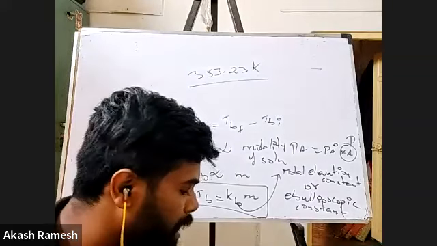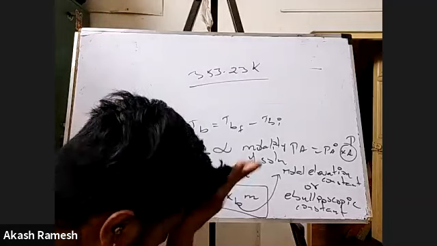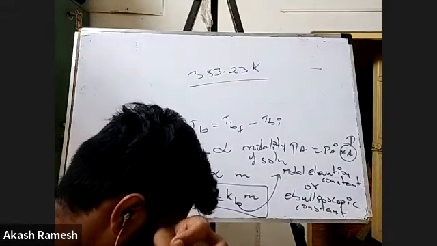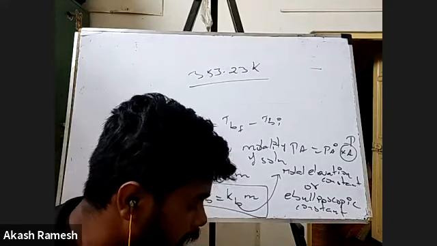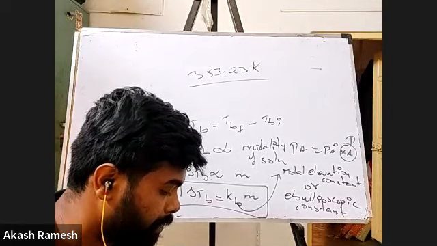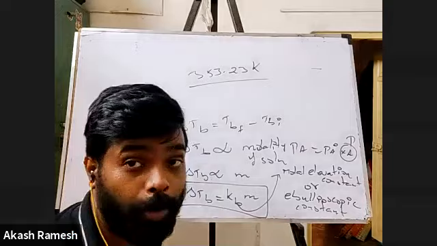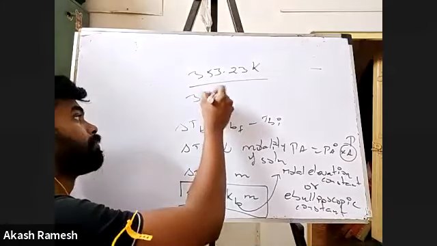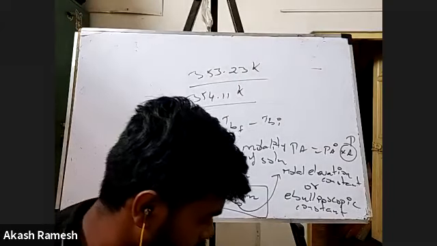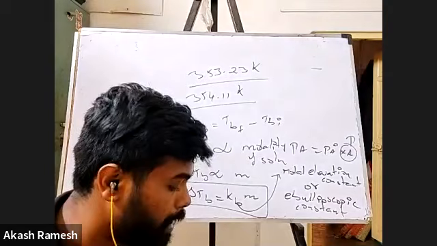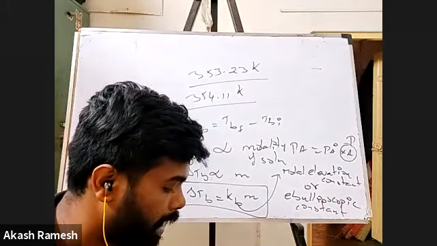Now, when 1.8 grams of a solute is dissolved in 90 grams of benzene, the boiling point is 354.11 Kelvin. Sir, how many grams of benzene, sir? 90 grams.